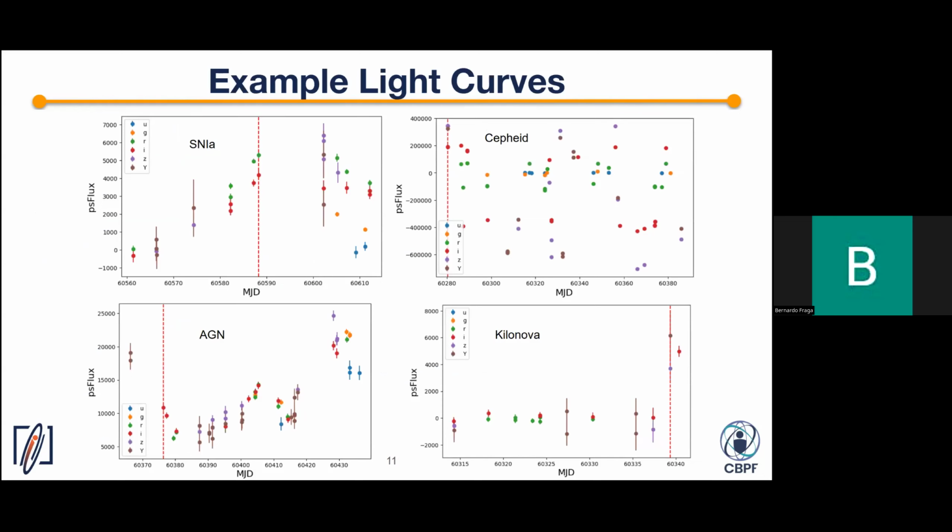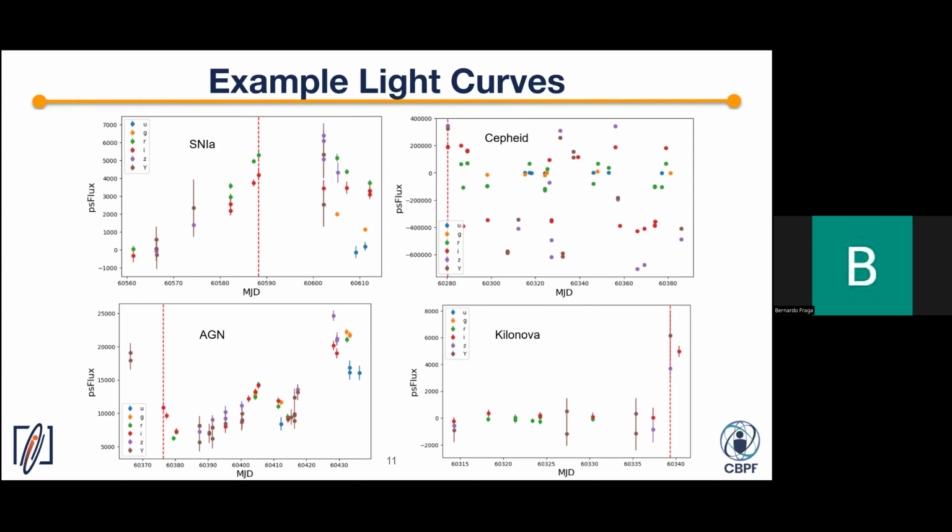I chose them more or less at random. You see, for example, these red dashed vertical lines are the time of the trigger. It's when the object is considered detected. So you can see that, for example, variable stars such as the pulsating ones, are detected very early and then they keep being detected forever because the periods are very constant, and AGN the same.